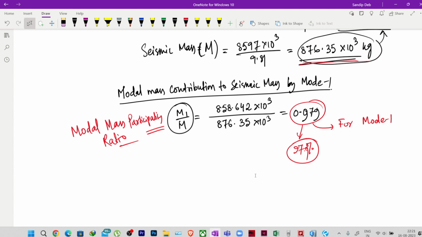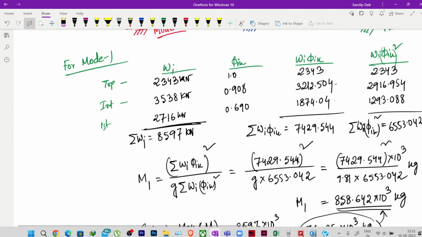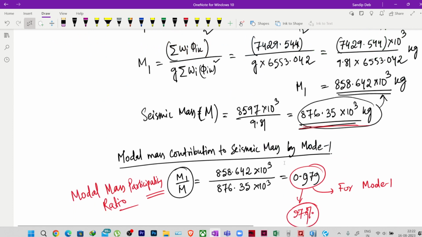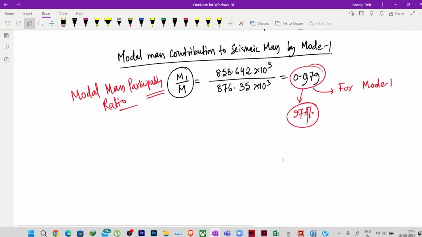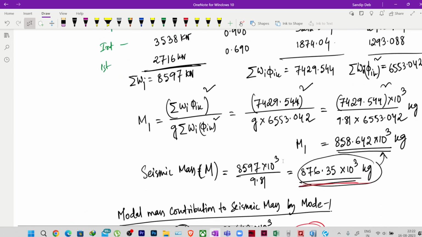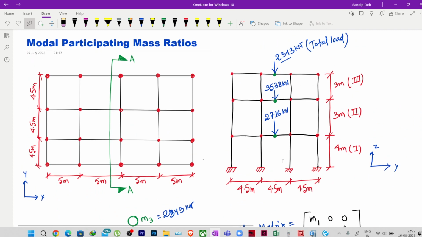Okay, so here, as we have taken a very ideal condition, in the first mode itself 97% of the seismic mass vibrated. So if you find out the mass participation for all three modes and add up, you will see that almost 100% mass has vibrated in this particular situation. Okay, so I hope it is clear how the modal mass participating ratio is achieved.